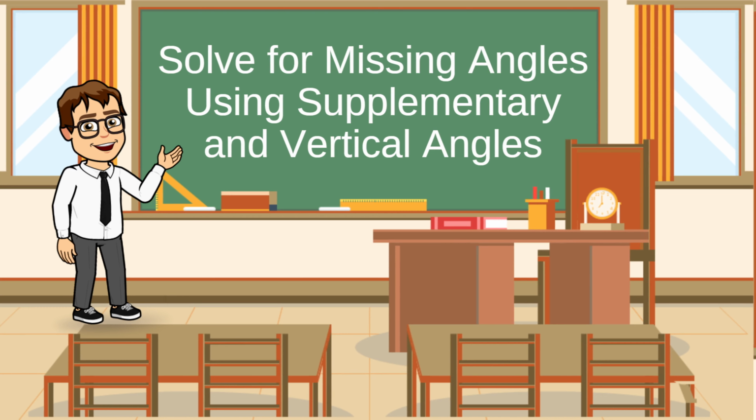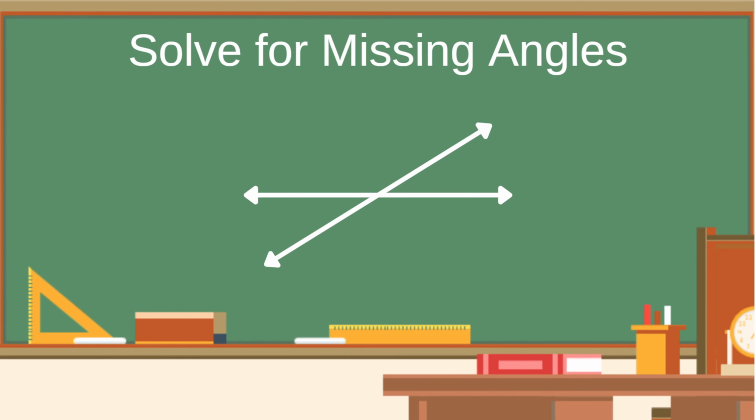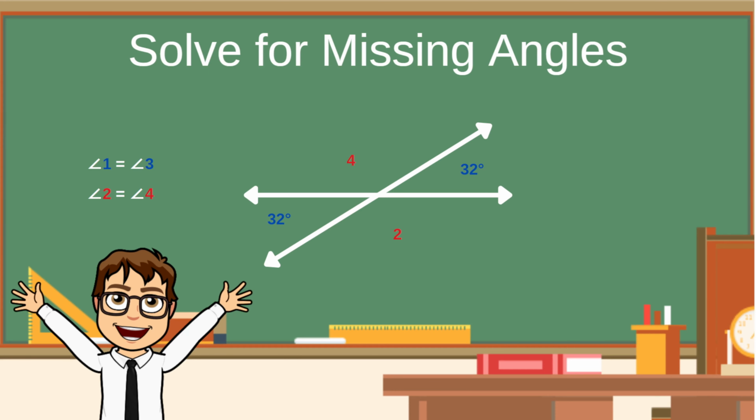Let's begin. Let's review what happens when two straight lines intersect at one central point. This intersection creates four angles. Now, from the lesson on the relationship between vertical angles, we remember that angles across from each other are vertical, and vertical angle measures are equal to each other. So, if the measure of angle 1 is 32 degrees, and the measure of angle 3 equals the measure of angle 1, then the measure of angle 3 is also 32 degrees.